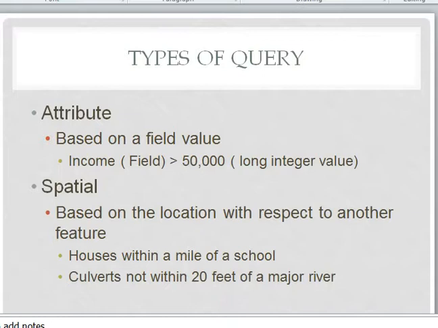When we look at an attribute query, we're looking at some kind of value based on a field. We might be looking in the income field, or in a categorical field. In Chapter 4, you selected all of the Hispanics in the subregion. So you did a query by subregion and then by Hispanics greater than a certain number. A spatial query is based on location: houses within a mile of a school, or culverts that are not within 20 feet of a major river.